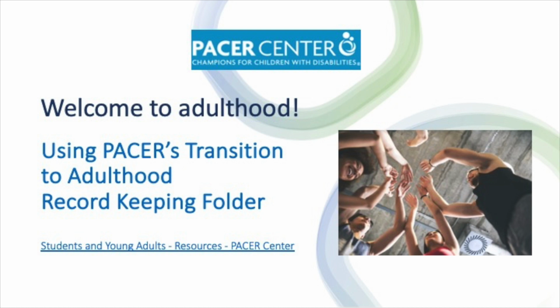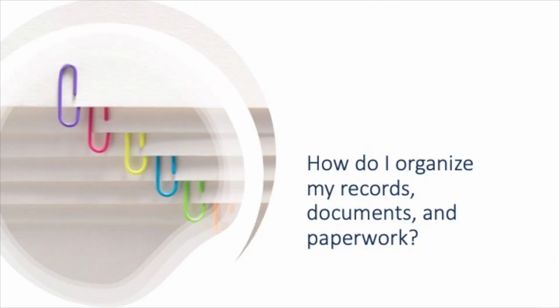As you finish high school, you'll start to accumulate a lot of documents that you'll need to keep track of. So PACER has come up with a tool that can help you stay organized. Our transition record keeping folder has different sections for different categories of documents, so you can easily find them when you need them. These categories are just suggestions. You may not have all the documents listed on the record keeping folder or mentioned in this video. That's okay. Use only what you need.